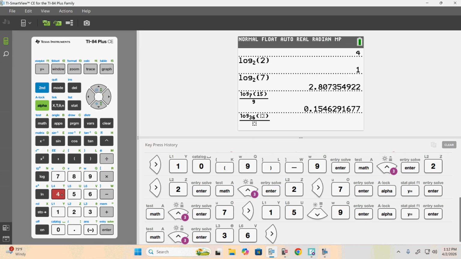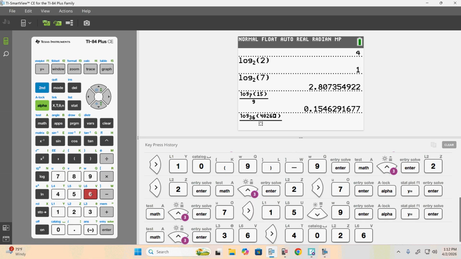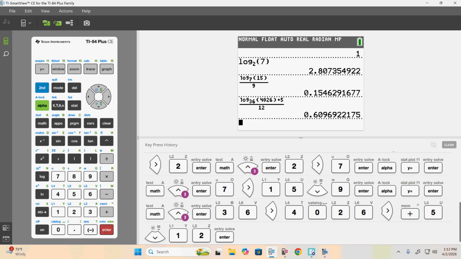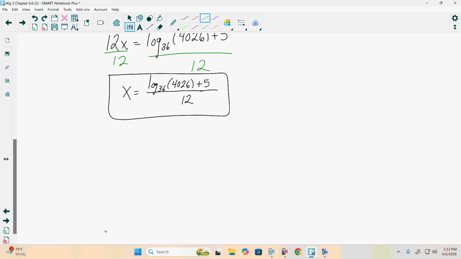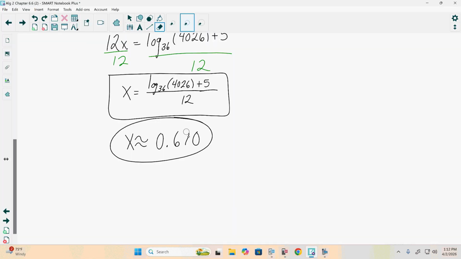Log base 36 of 40.26. Plus 5 over 12. 0.60969222175, or 0.670. 6.1. Don't know where I got the 7 from. 0.610.